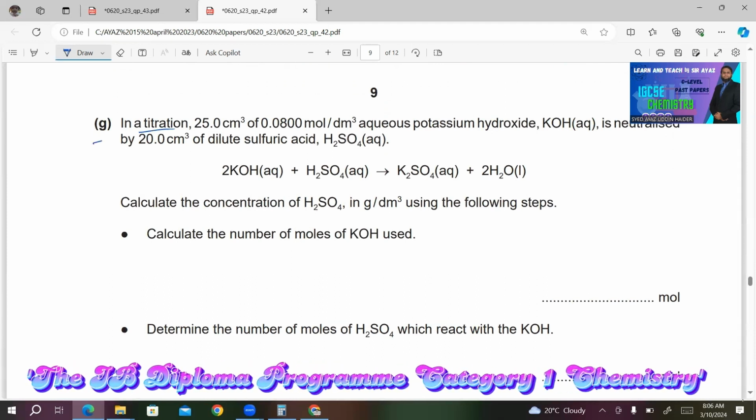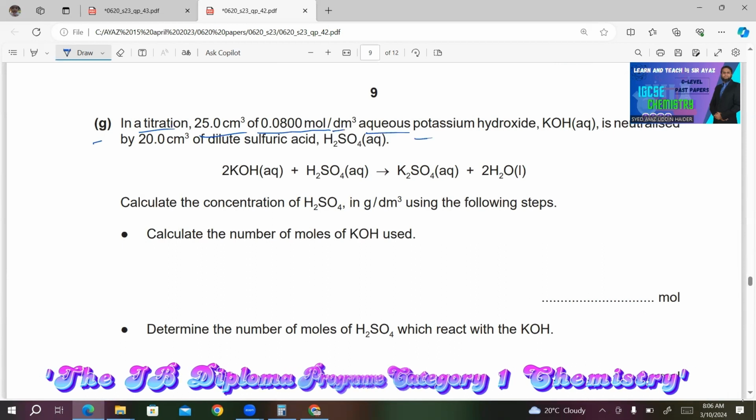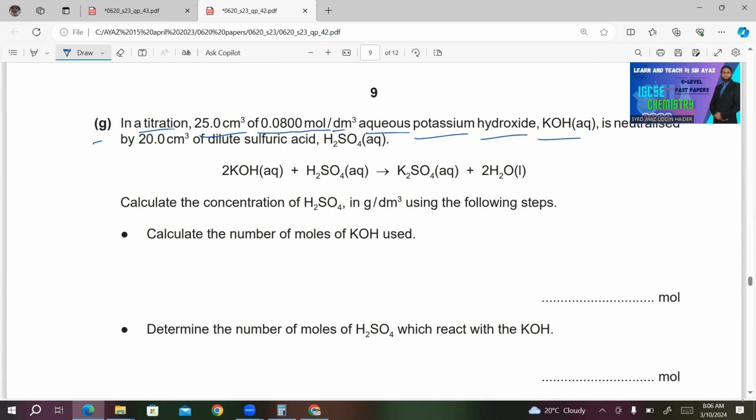G, in a titration 25 centimeter cube of 0.08 mole per dm cube aqueous potassium hydroxide KOH aqueous is neutralized by 20 centimeter cube of dilute sulfuric acid H2SO4 aqueous. This is the reaction equation. 2KOH aqueous plus H2SO4 aqueous gives K2SO4 aqueous plus 2H2O liquid. Calculate the concentration of H2SO4 in gram per decimeter cube using the following steps.